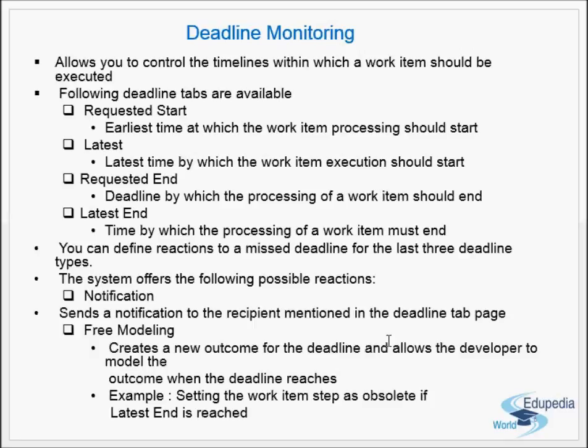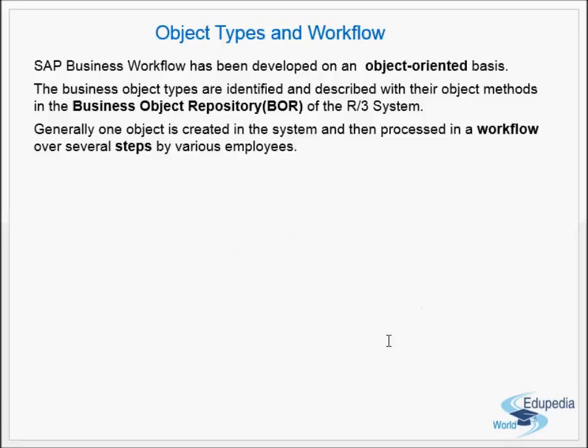Okay, so we know that this work item should complete in the next 5 days. Then every day a mail is sent to the agent who has to execute that work item. So reminders and follow-up notification mails are triggered. The other one is, say if the deadline has crossed and the work item is not processed, then you can do some changes, like you can mark the work item as obsolete. Then again the user has to create a new record which will trigger a new workflow. Okay, so this is about deadline monitoring.